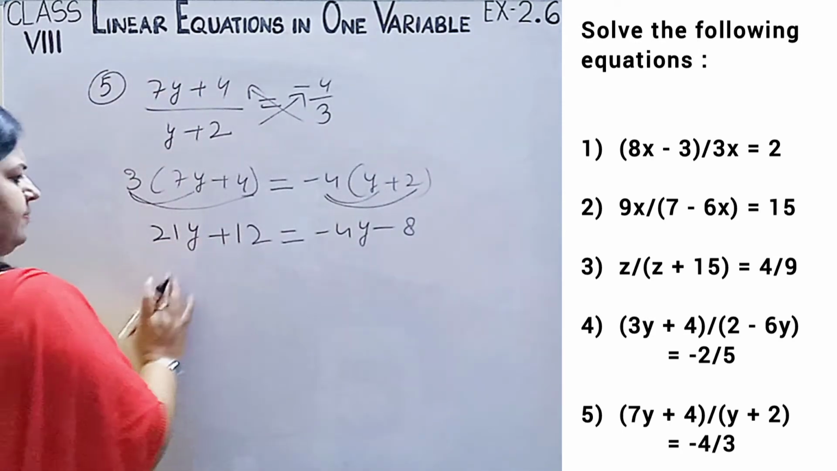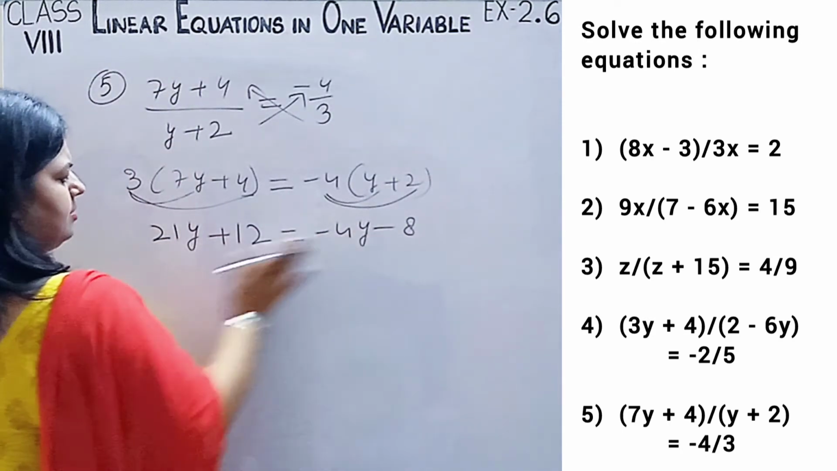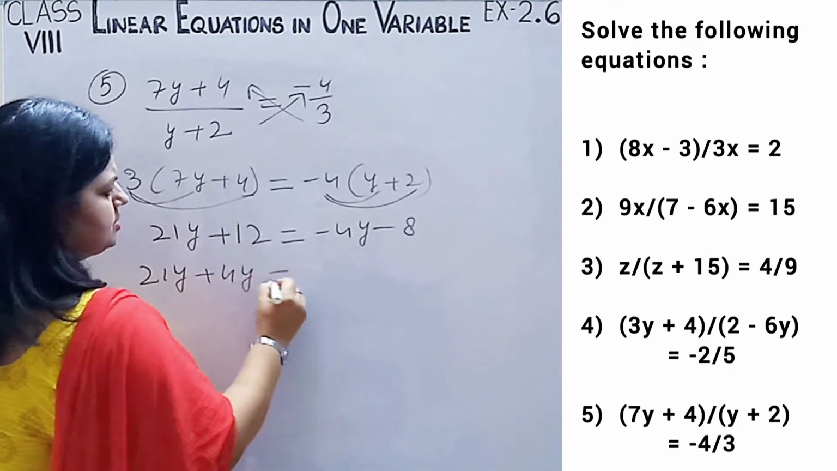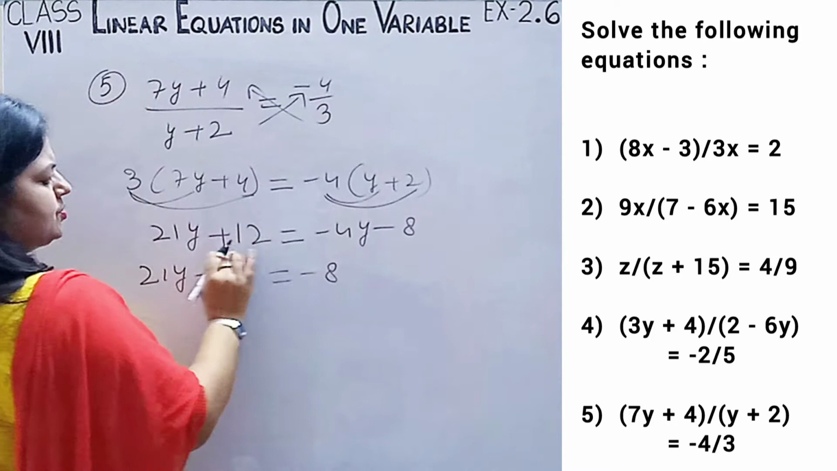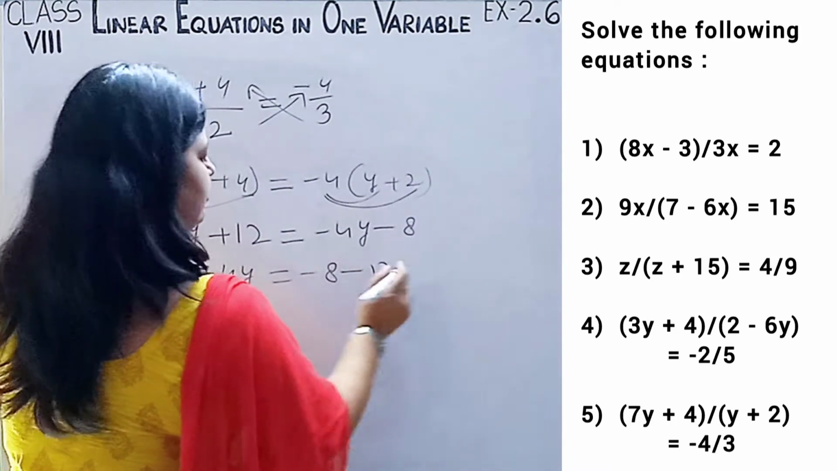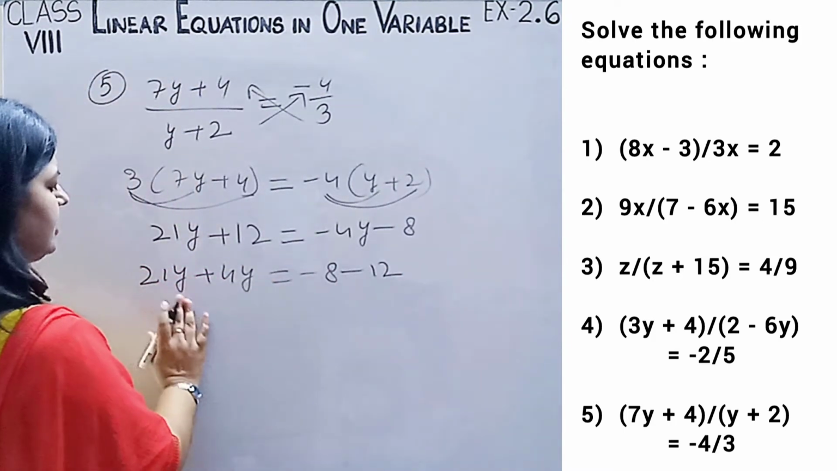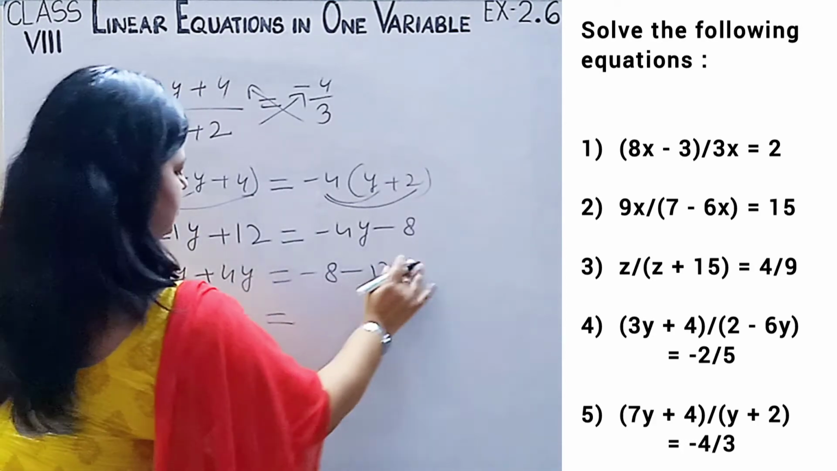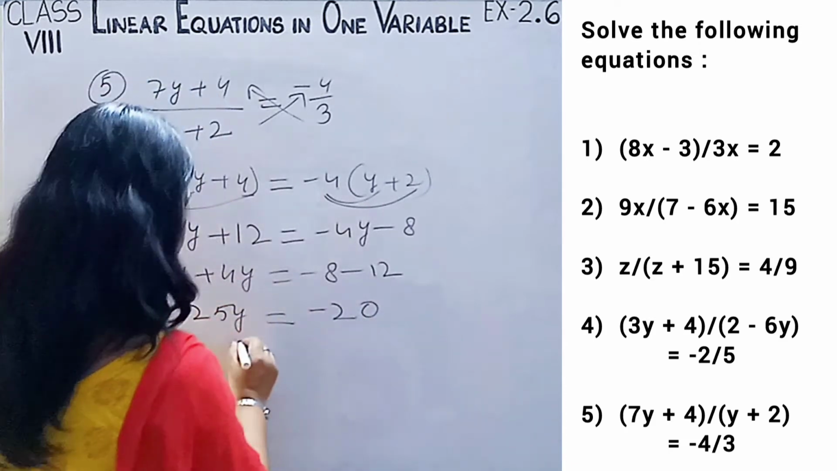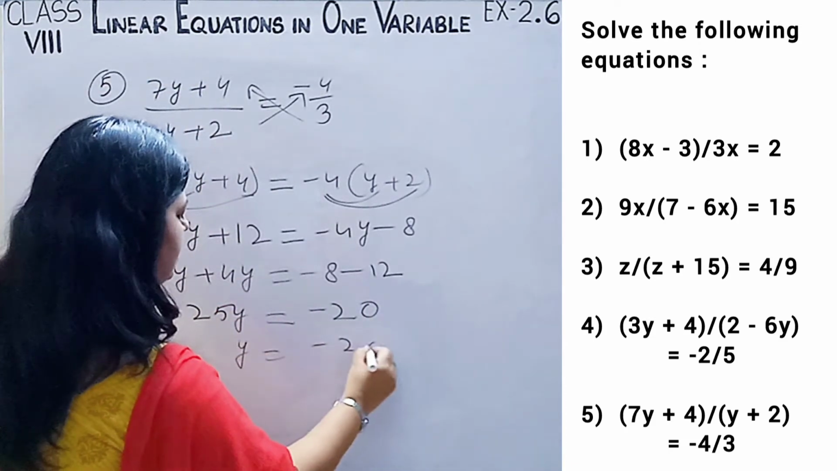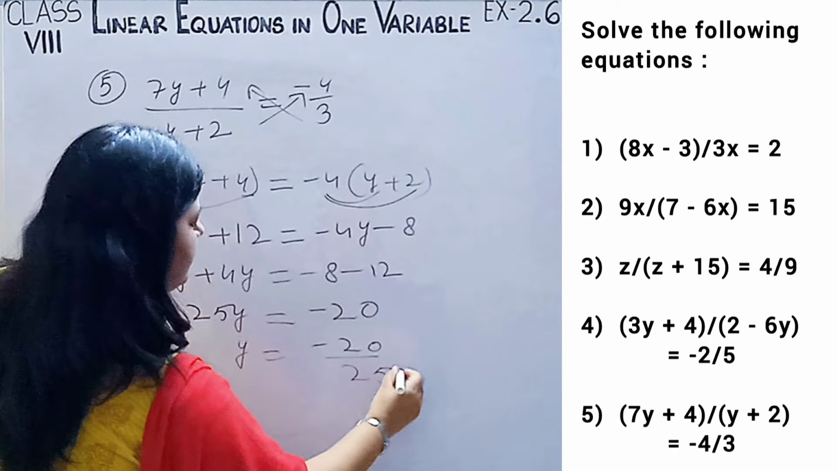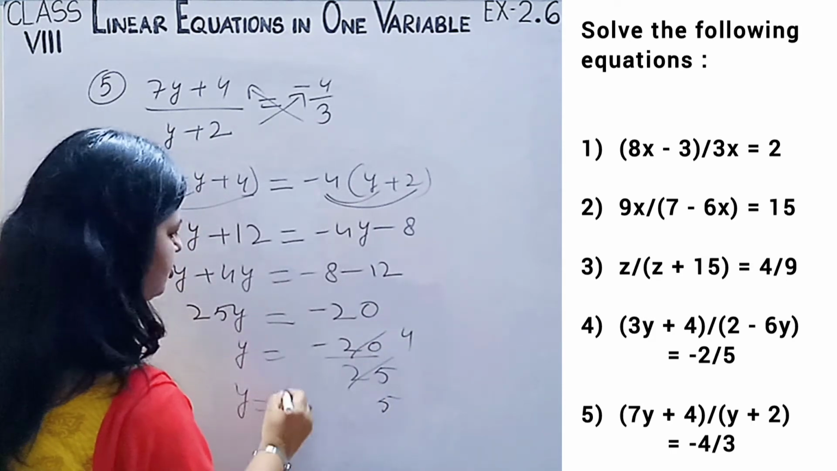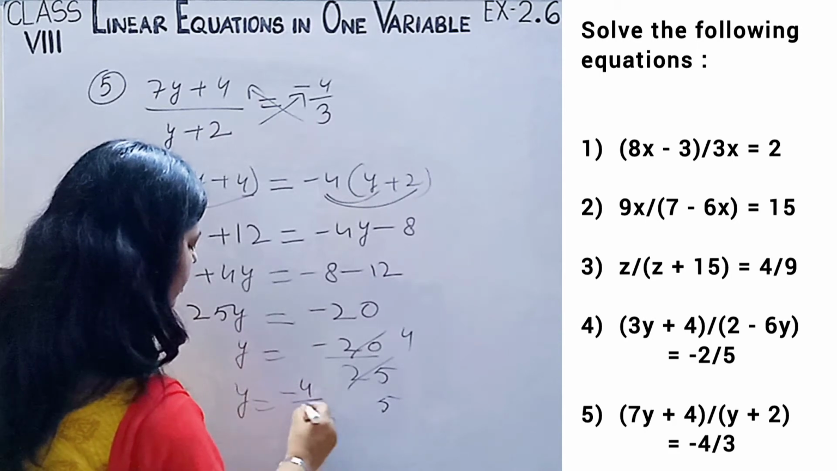Now transposing minus 4y from right to left, 21y plus 4y is equal to minus 8. This 12 will become here minus 12. We have already learnt. 21y plus 4y is 25y is equal to minus 8 minus 12 is minus 20. So y is equal to minus 20 upon 25. 5 5s are 25, 5 4s are 20. So answer is equal to minus 4 upon 5.